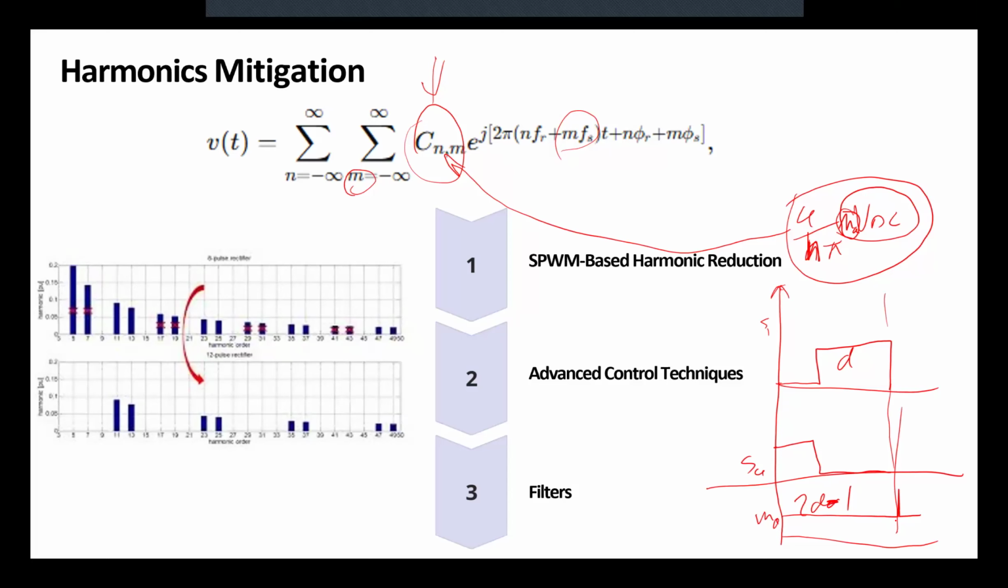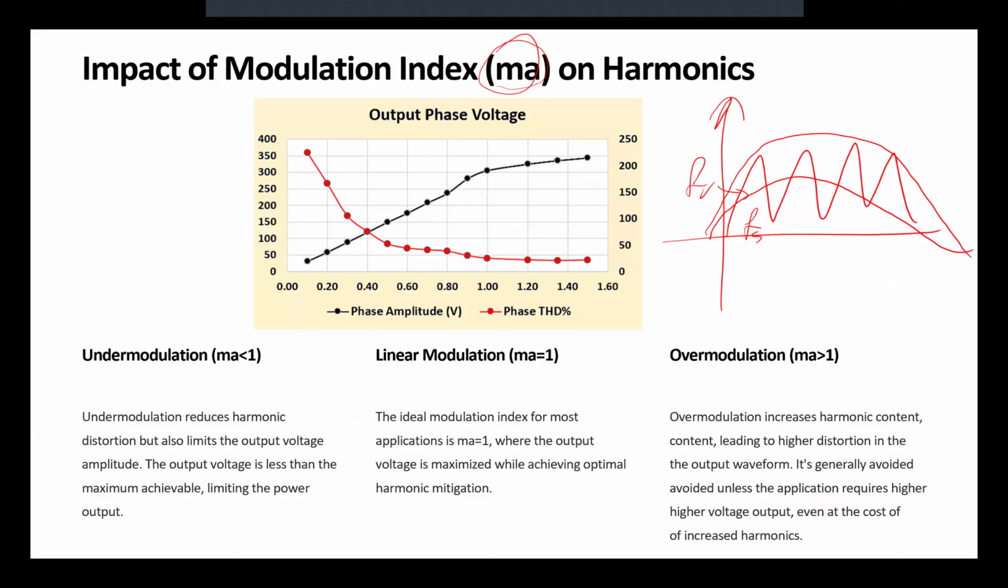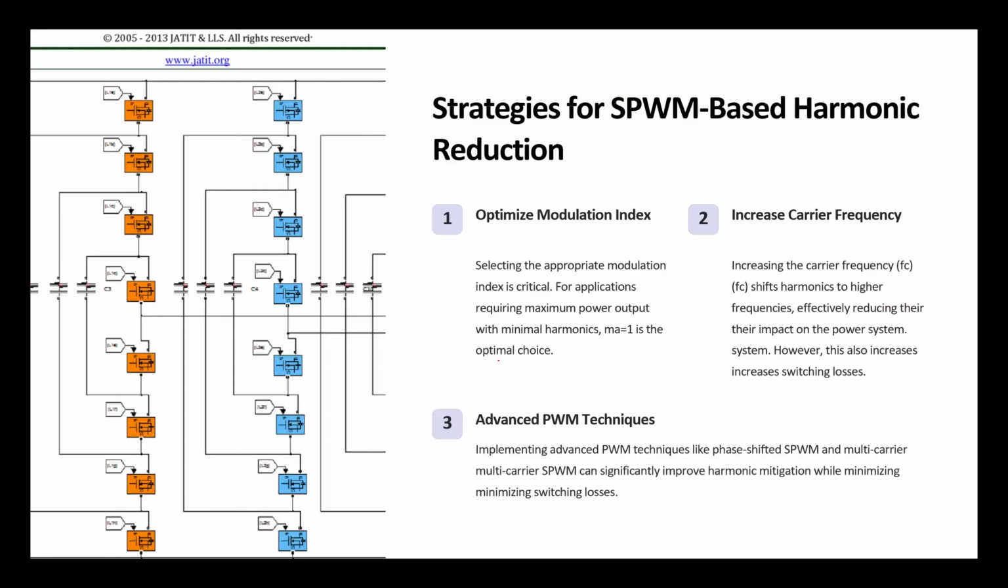MA is the modulation index, so it's basically the averaging. This M is just the multiple in the summation. That's why I use MA instead of M for modulation index in this part, so separately. Did I answer your question? Any other question? No?